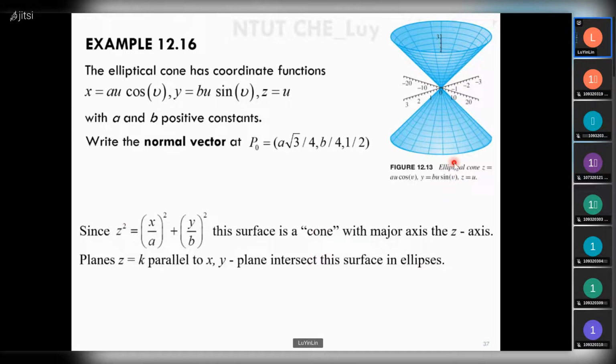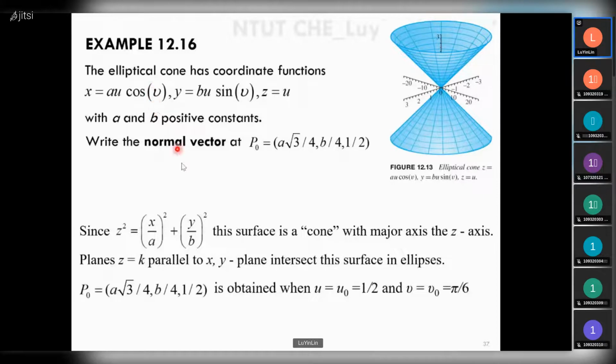Okay, so this is just to explain why this coordinate function can draw this kind of surface, an elliptical cone. The parametric equation for this cone is like this. Okay, then please calculate by yourself because I cannot write anything here.